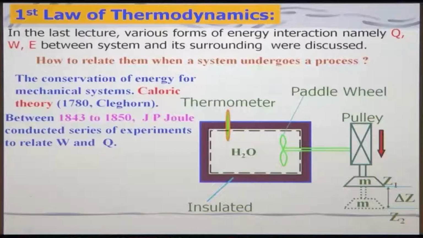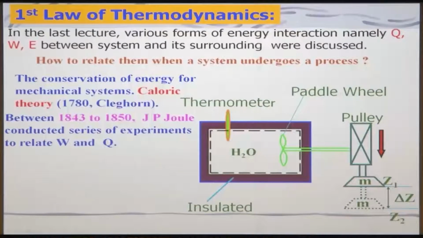What he did, he basically took a container in which there was some amount of water or fluid, and then he insulated this and put in a paddle wheel. The paddle wheel can be rotated, and it is connected to a pulley and a mass, and the mass can be lowered against the gravitational field, right.